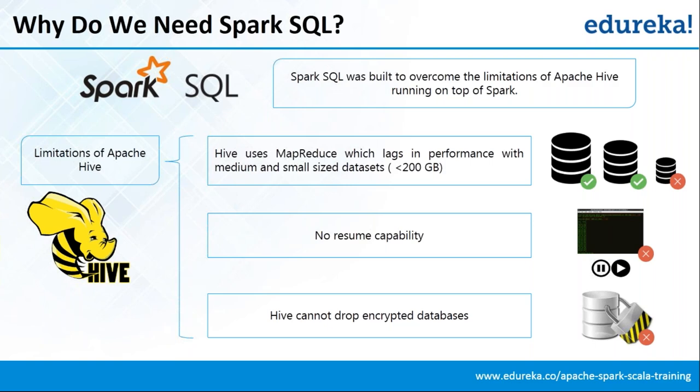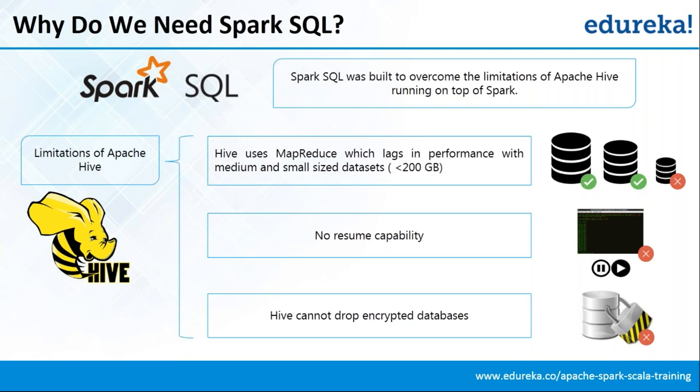If you have, let's say, less than 200 GB of data, or a smaller set of data, this was actually a big challenge, because in Hive your performance was not that great. It also does not have any resuming capability. If you're stuck, you cannot resume it. Also, Hive cannot even drop encrypted databases. That was also one of the challenges on the security side.